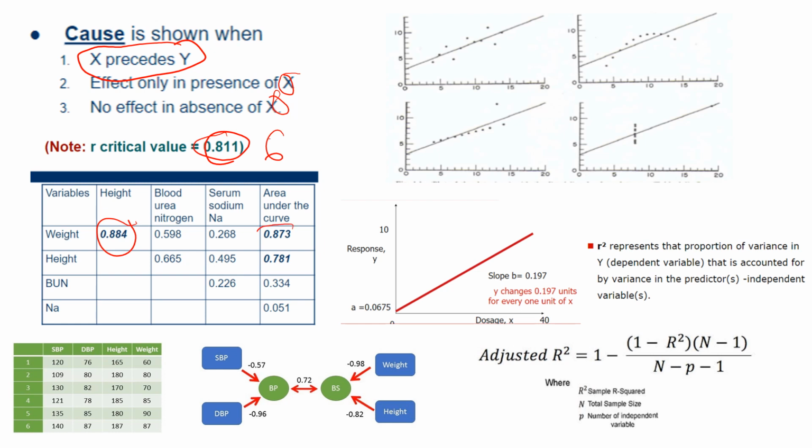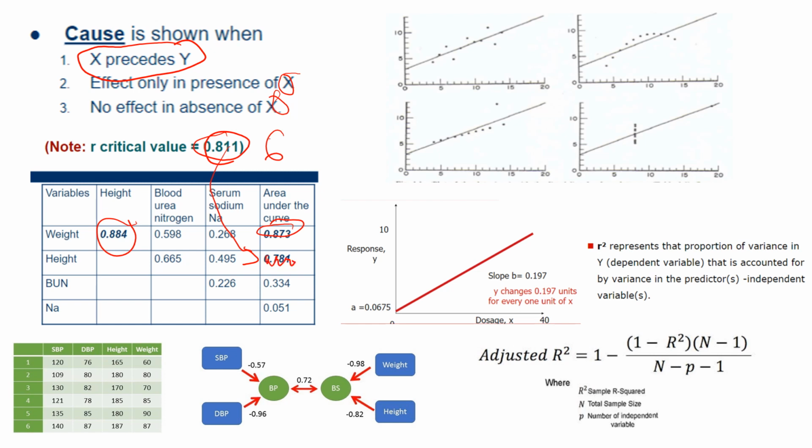I have no idea what area under the curve means in comparison to weight, but it definitely correlates because that's bigger than our 0.811. And then height and area under the curve also do as well. Again, no idea what area under the curve is measuring. But anyways, they're correlated. Actually, this one isn't. I don't know why Dr. Guo bolded this one. This one is not, because it is not bigger than 0.811, so don't worry about that.